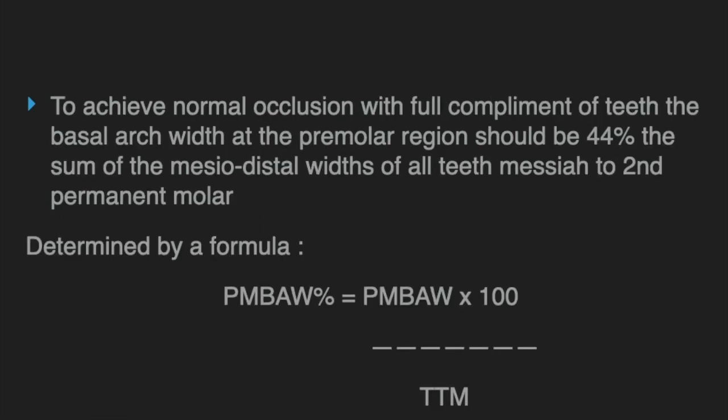To achieve normal occlusion with full complement of teeth, the basal arch width at the premolar region should be 44% of the sum of the mesiodistal widths of all teeth mesial to the second permanent molar, which is determined by a formula. PMBAW percent is equal to PMBAW into 100 divided by total tooth material.